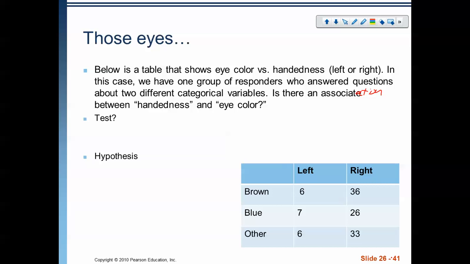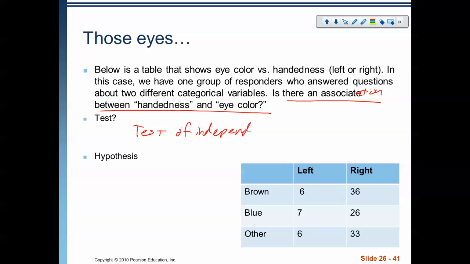So first of all, what kind of test is this? Is it a test for homogeneity or a test for independence? Obviously, this is a test for independence because that's what we're trying out. But how do I know that? Read the question. Is there an association between handedness and eye color? That right there is what's telling us that this is a test of independence.